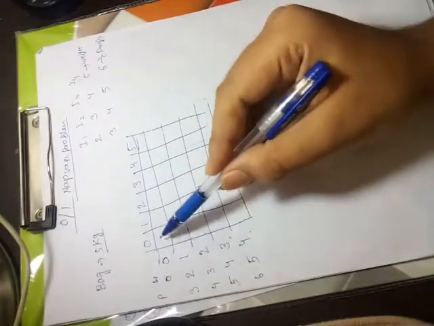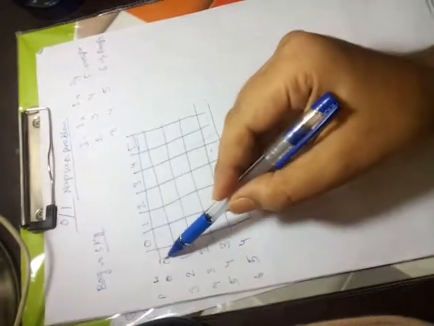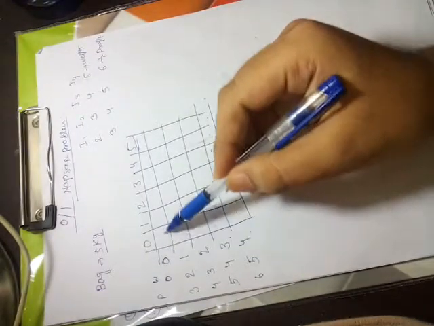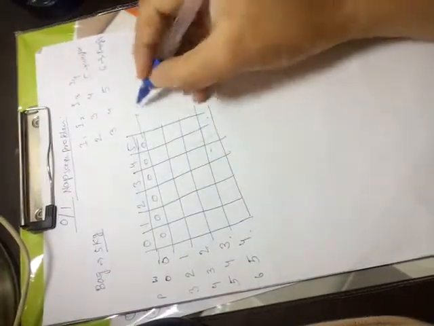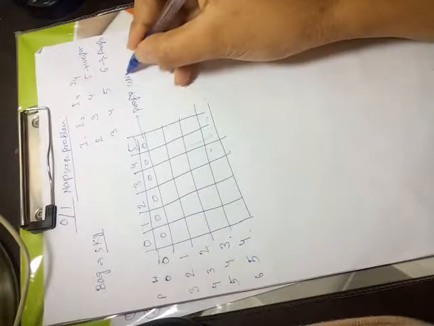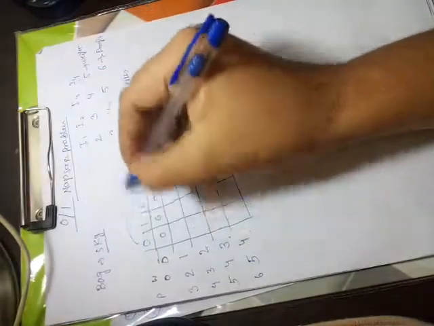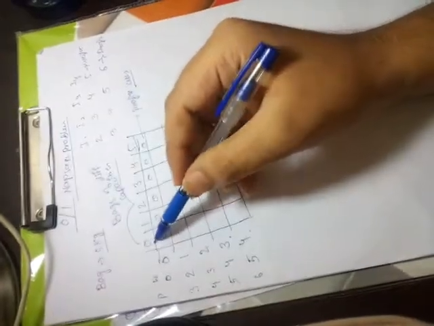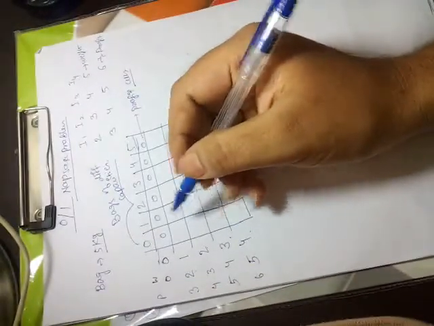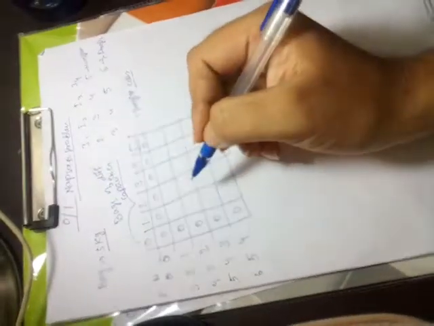If I do not put anything, 0 means nothing. If I do not put anything in these bags of capacity 0, 1, 2, 3, 4, 5, then I will get nothing. So these cells represent the profit. And this is the bag of capacity 0. So these all are bags of different capacities. If I have a bag of capacity 0, I cannot get any profit because I will not be able to put anything. So this will also be 0, profit will be 0.